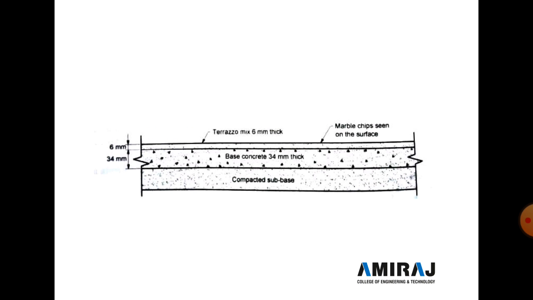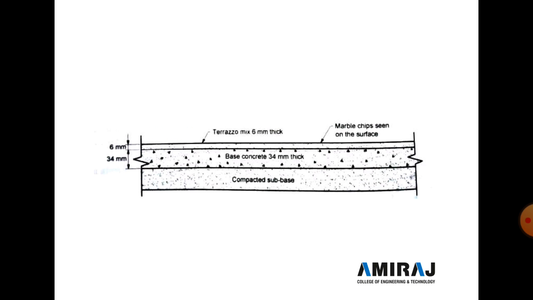in the next slide you can see the compact terrazzo flooring. So here, above the compacted subsoil, base course concrete of 34 mm thickness is laid, and above the 34 mm thickness of the concrete layer, a marble chips with cement mixture is laid over it.